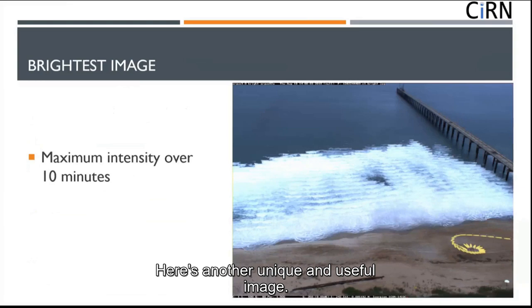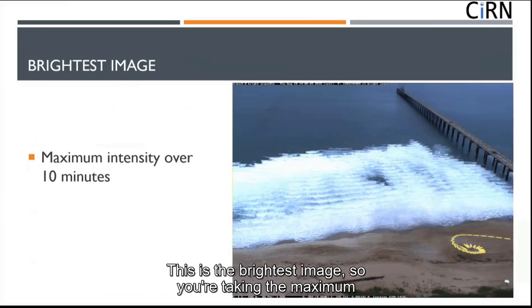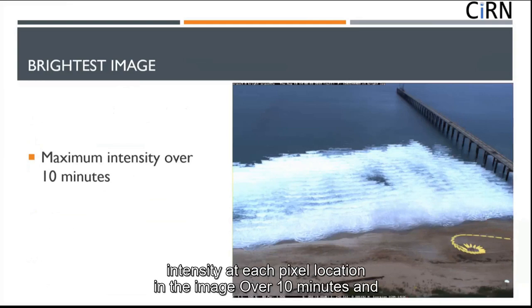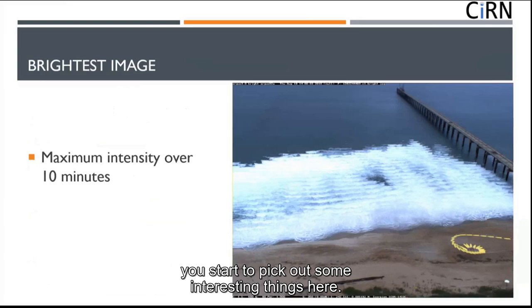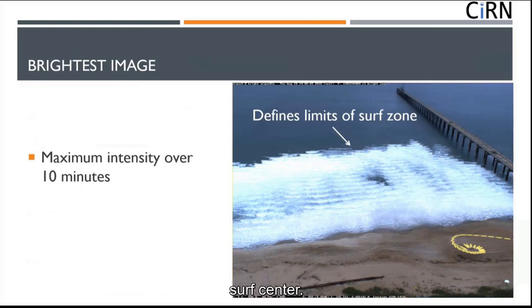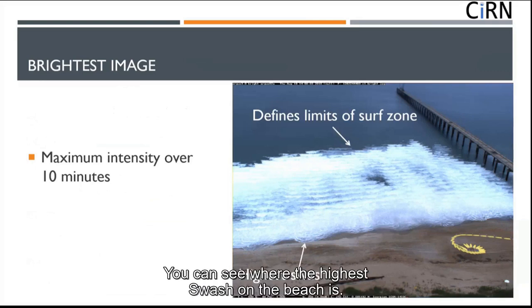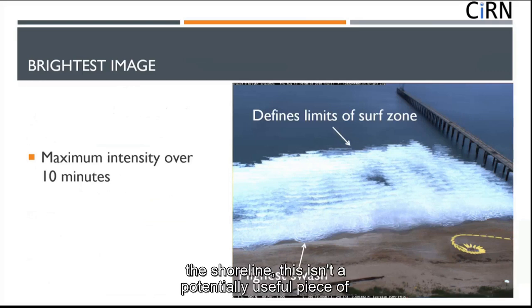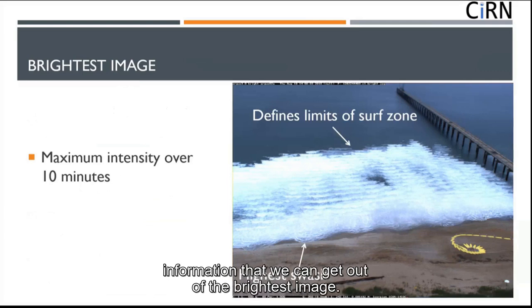Here's another unique and useful image. This is the brightest image. So you're taking the maximum intensity at each pixel location in the image over 10 minutes. And you start to pick out some interesting things here when you do that. You can see what's the outer edge of the surf zone. You can see where's the highest swash on the beach. So for many of us wanting to know the total water level at the shoreline, this is a potentially useful piece of information that we can get out of the brightest image.